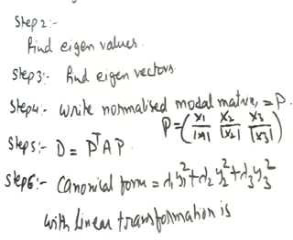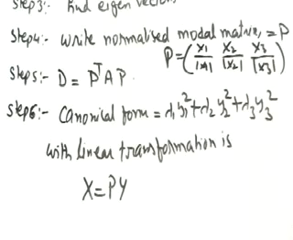Now the canonical form can be written as lambda 1 y1 square plus lambda 2 y2 square plus lambda 3 y3 square, with linear transformation x equals Py. You just write all these steps and revise this. Inshallah, we will do one question based on these steps.